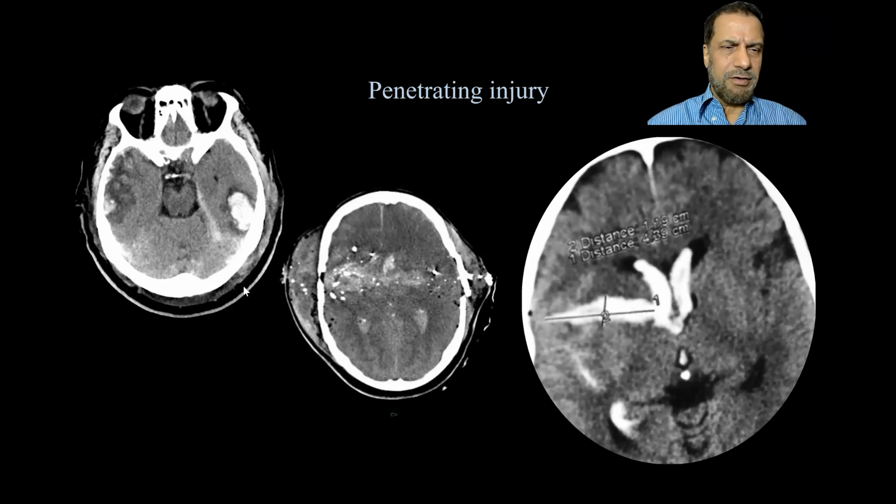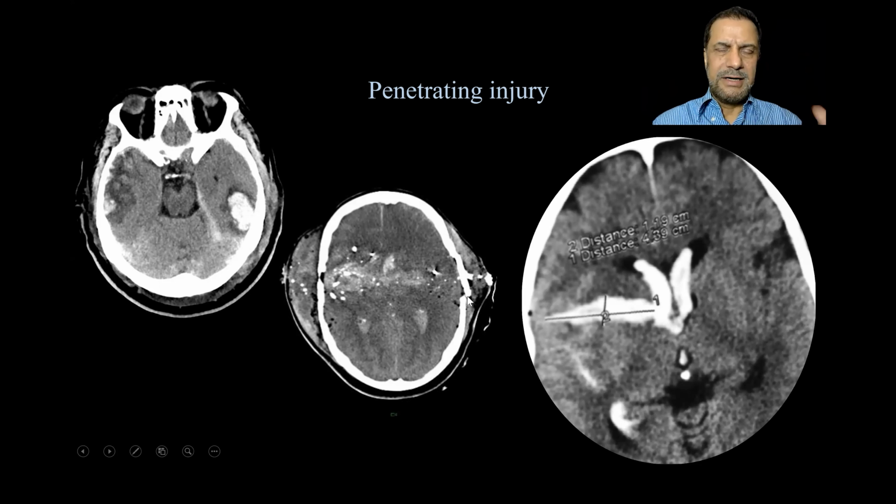Another case of coup-countercoup injury here. There's a bitemporal. You commonly see, just like bifrontal, you also see bitemporal, where the brain has shaken and then hit the inner wall of the calvaria.